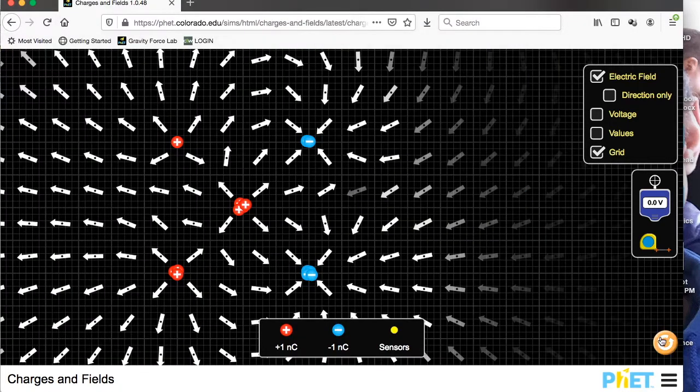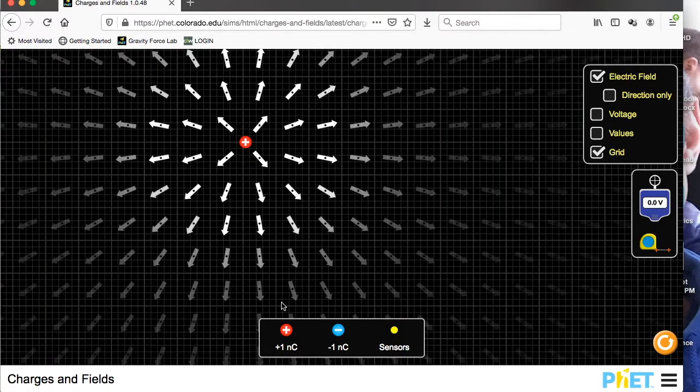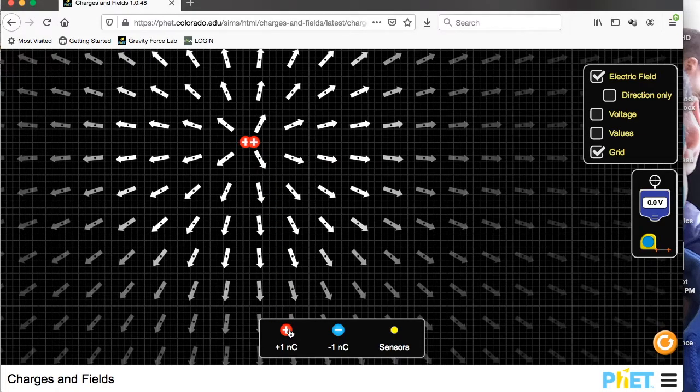Okay, so we're going to need the grid. And let's put them, all 10 of them, across this space.